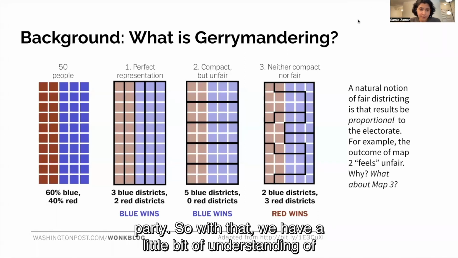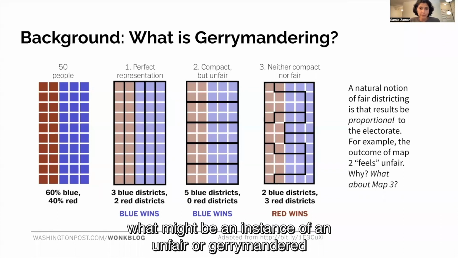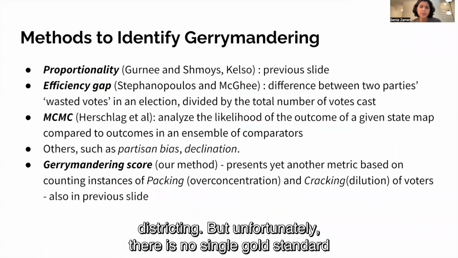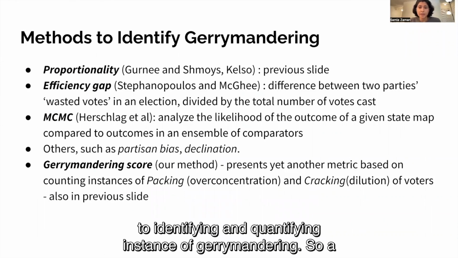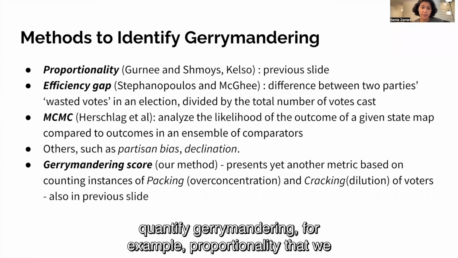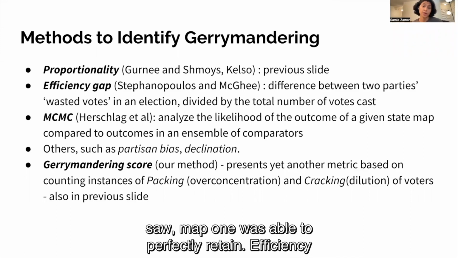So with that, we have a little bit of understanding of what might be an instance of an unfair or gerrymandered districting. But unfortunately, there is no single gold standard to identifying and quantifying instances of gerrymandering. A number of metrics exist in the literature to identify and quantify gerrymandering. For example, proportionality, which we saw map 1 was able to perfectly retain.